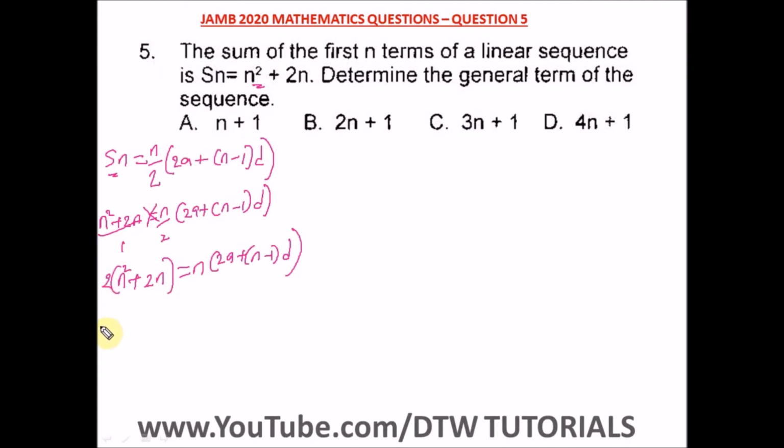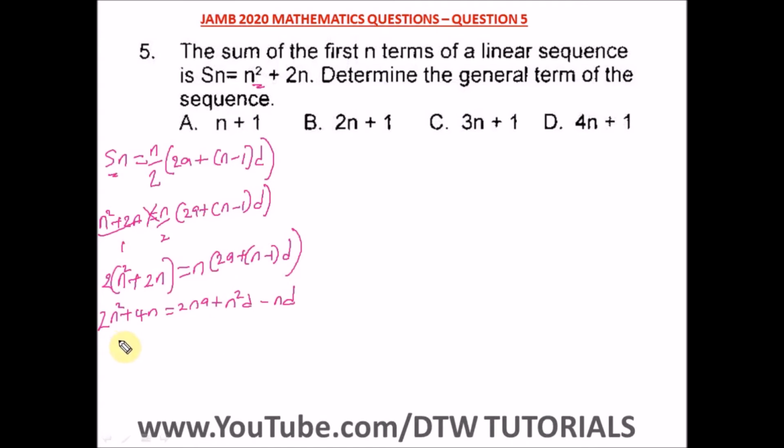So we have 2n squared plus 4n, that is 2 times 2 is 4, equals 2na plus, when we open our bracket fully, we have n squared d minus nd. So let us do something. We are going to equate the same variables.